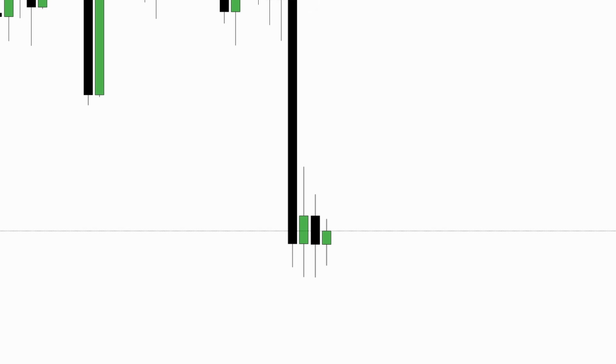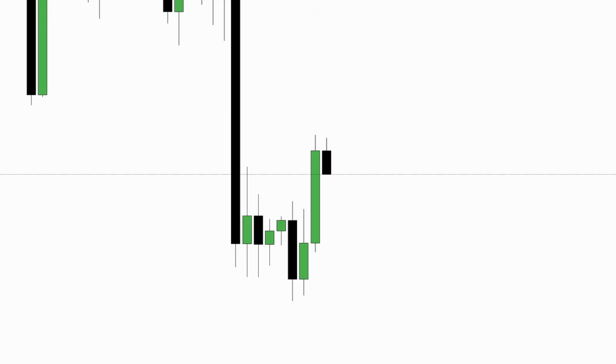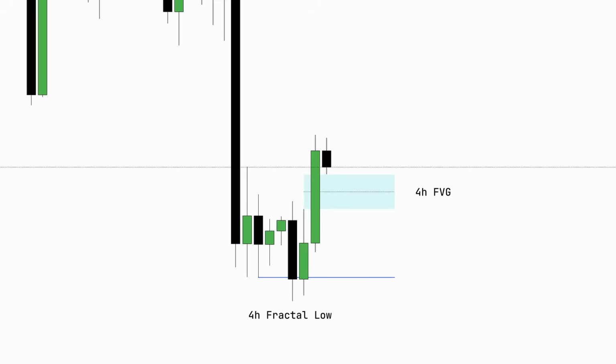On the 4-hour time frame, the price takes liquidity from the fractal low and a bullish fair value gap forms, indicating that buyers are currently dominating the market. At the same time, the price is within a 4-hour bearish fair value gap, which could also provide selling volume.